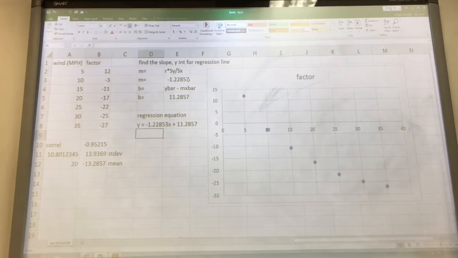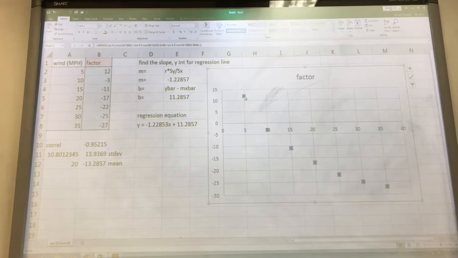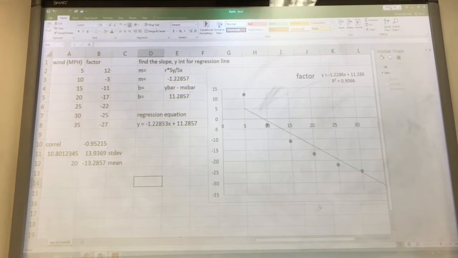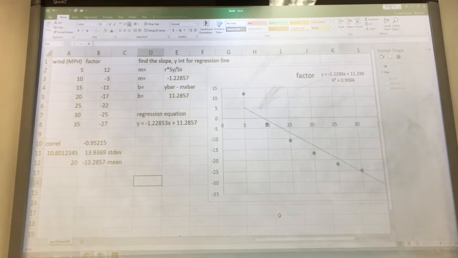Right click on the graph, pick a point, any point, right click, add trend line, display, and put the equation and the r squared. Oh, we never figured out our r squared, we should have done that. Okay, can we find the r squared based on stuff we've already calculated?